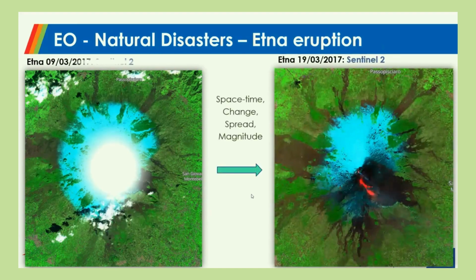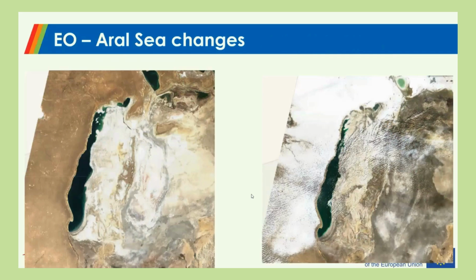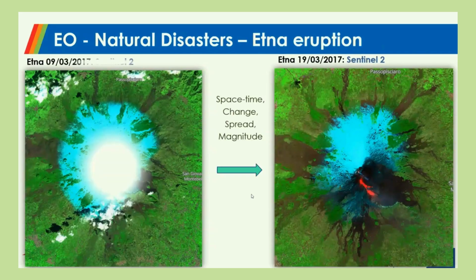Other concepts are related to natural disasters and how we can map volcanic eruptions from space. Here is the Etna volcano, 2 days before the eruption, and 1 day after the eruption, and we see how the lava flows and how this is captured from satellites.